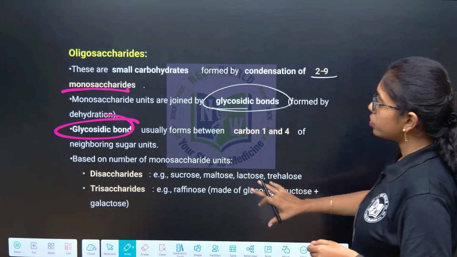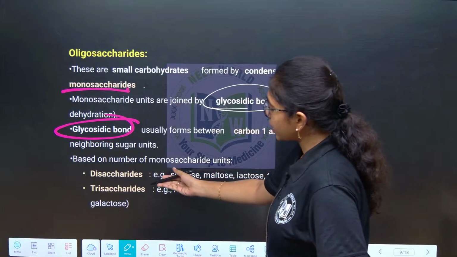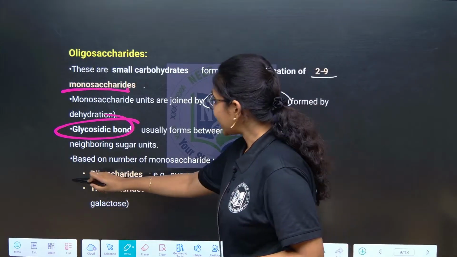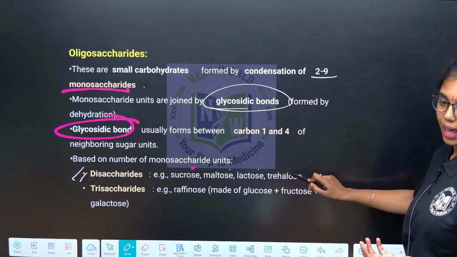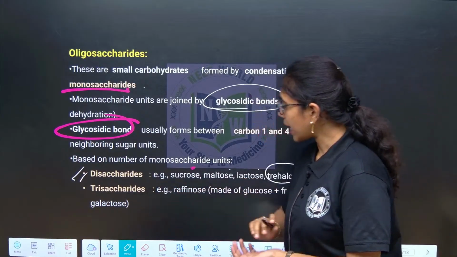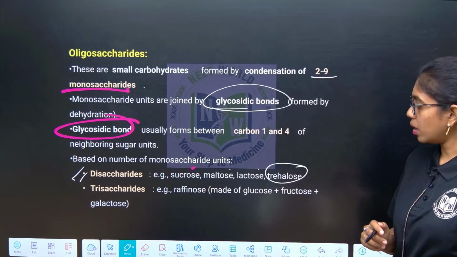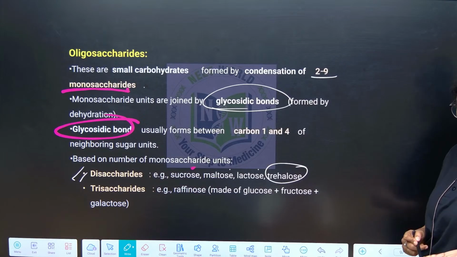Based on the number of monosaccharide units, you will have disaccharides and trisaccharides. The best examples of disaccharides include sucrose, maltose, lactose, trehalose. Trehalose you will find in insects. And trisaccharides, examples include raffinose, and they are made up of glucose, fructose and galactose. Clear?